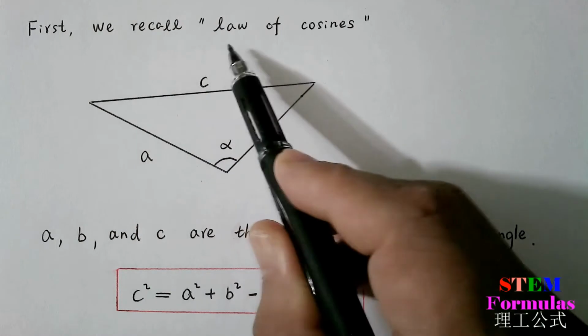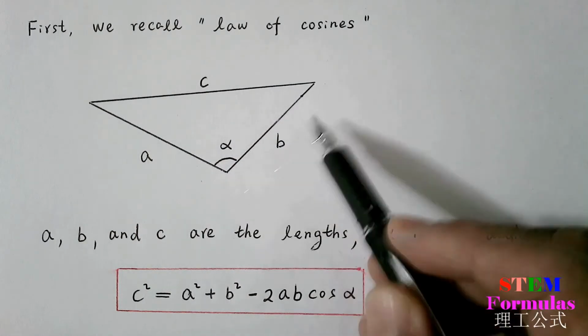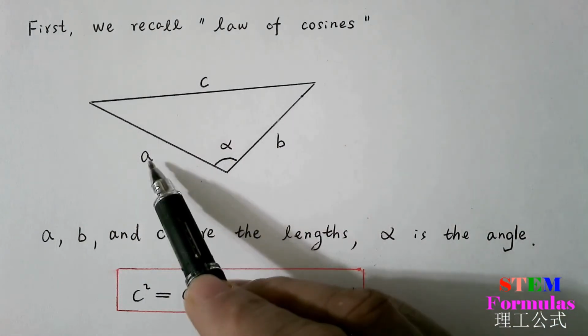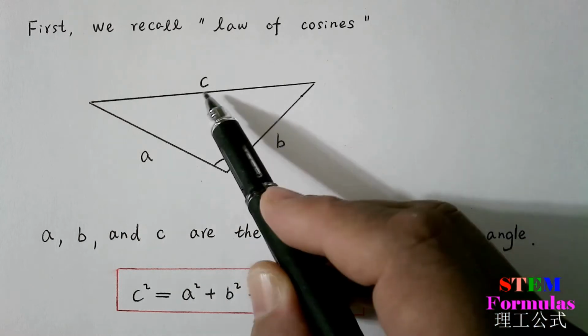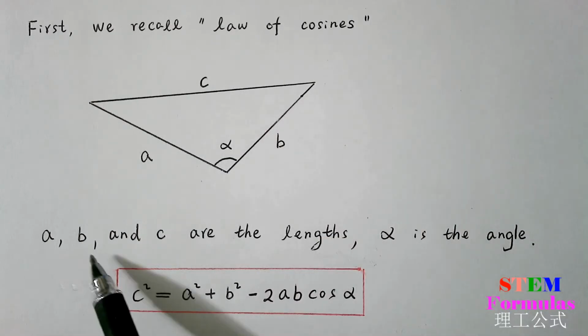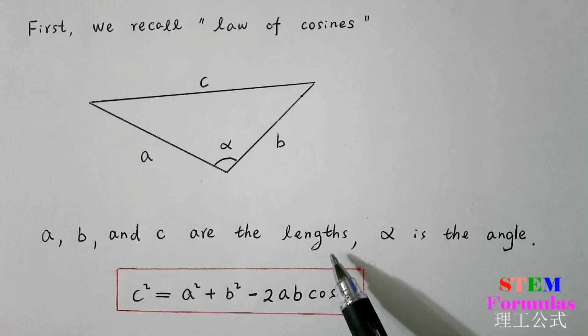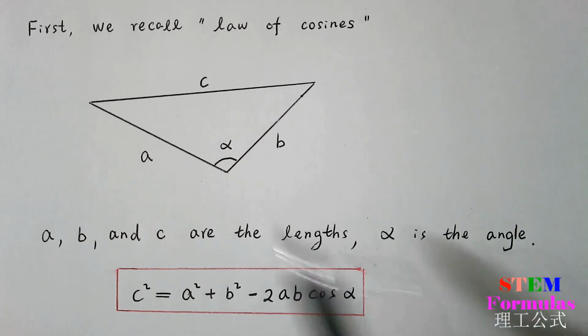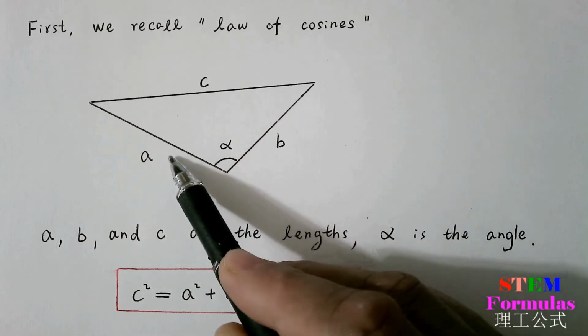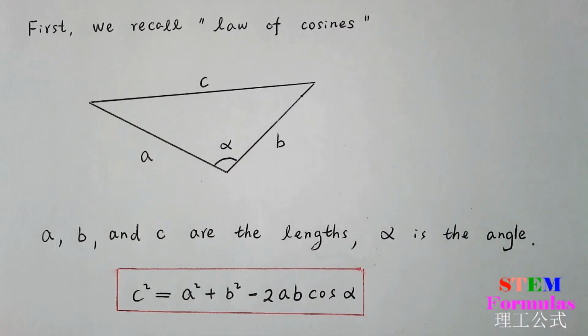First, we recall the law of cosine. Here is a triangle with side A, side B, and side C. A, B, and C are the lengths. Alpha is the angle between side A and side B. The law of cosine states that C squared equals A squared plus B squared minus 2 times A times B times cosine alpha.